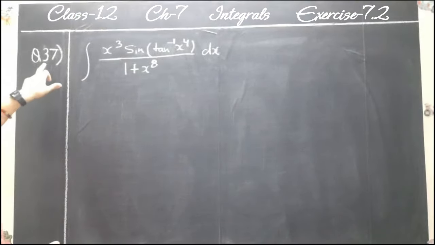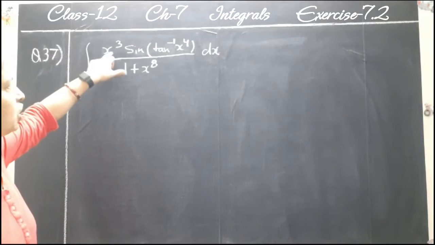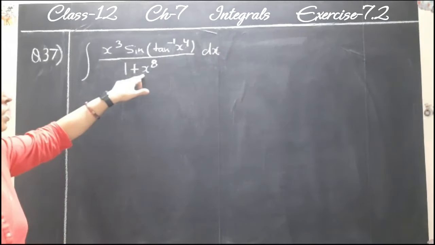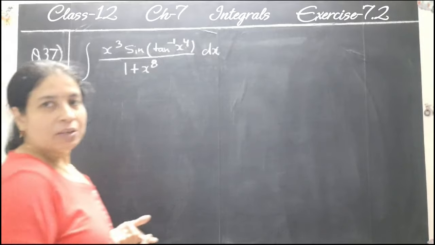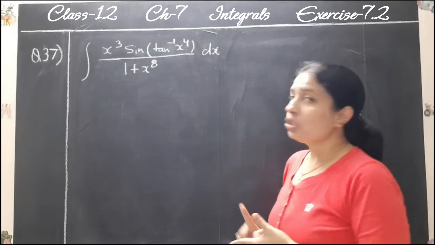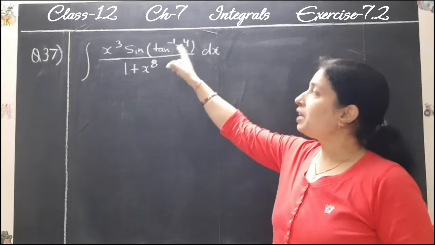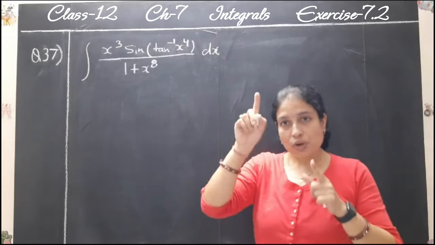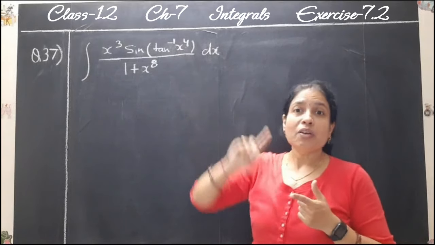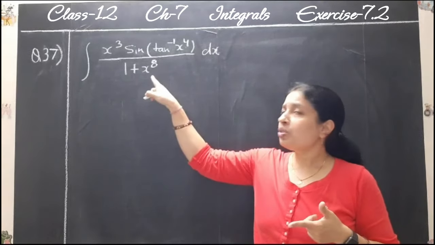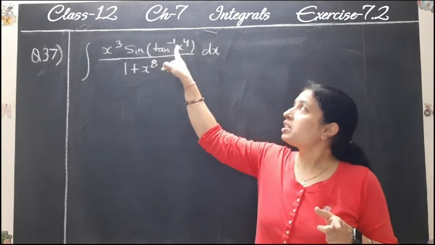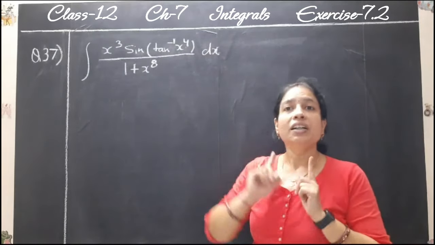So let us see question number 37. It is integral of x cube into sine tan inverse x to the power 4 divided by 1 plus x to the power 8. Here also we cannot directly integrate it, so we will use the integration by substitution method. And we know that derivative of tan inverse x is 1 by 1 plus x square. But here in place of x it is given x to the power 4. So square of x to the power 4 will be x to the power 8. That means derivative of tan inverse x to the power 4 is given in the integral.